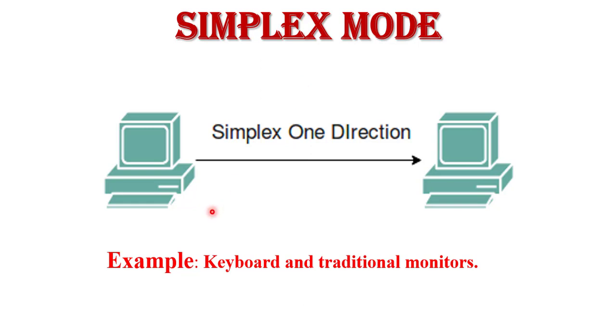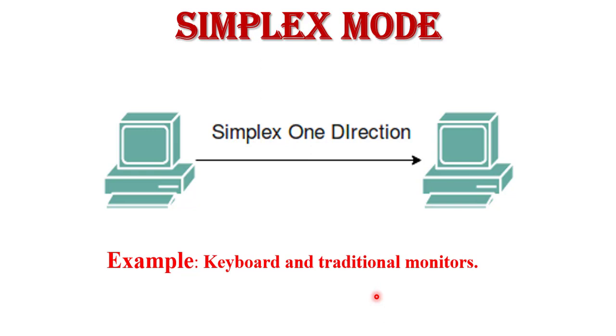In case of simplex, the communication is unidirectional, or we can say communication is only in one direction from sender to receiver. So this is the sending device and this is the receiving device. The sending device only sends the data and the receiving device only receives the data. An example of simplex is the radio station, which transmits the signal to the listener but never allows them to transmit back. Next example is keyboard and monitor. The keyboard can only accept the data from the user and the monitor can only display the data on the screen.